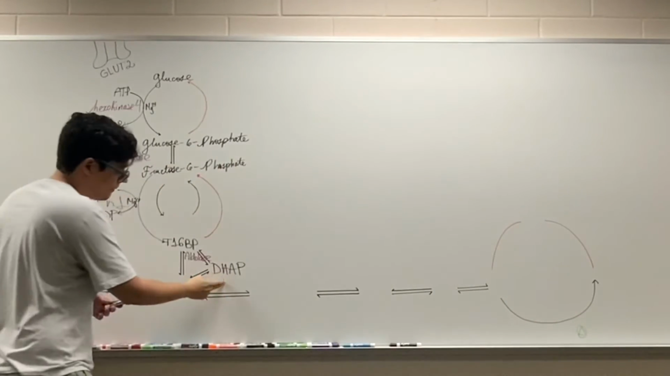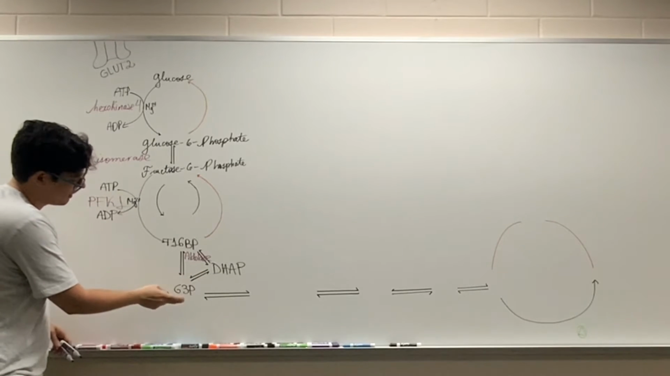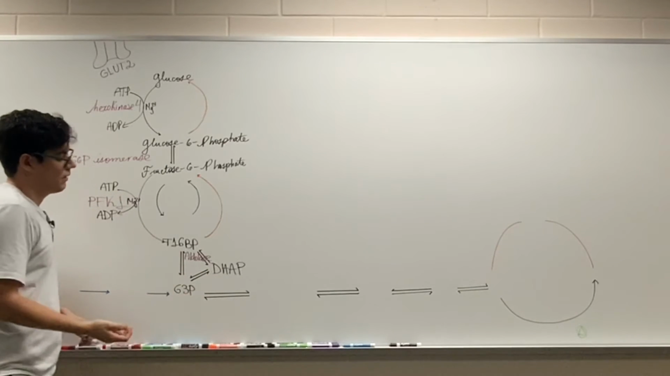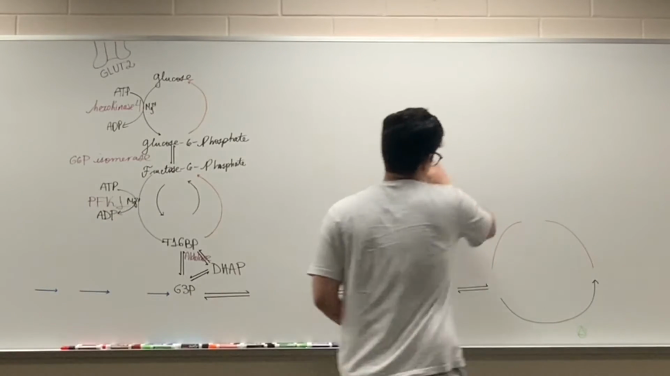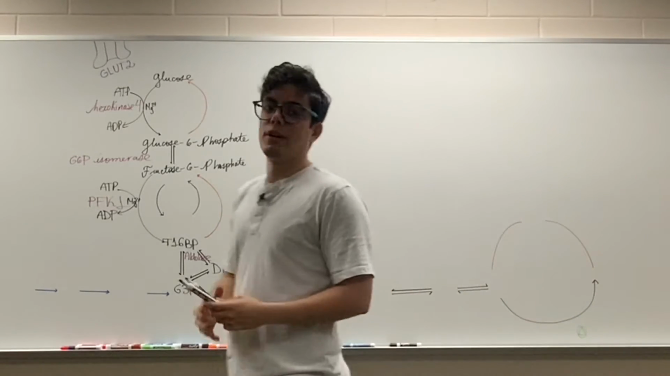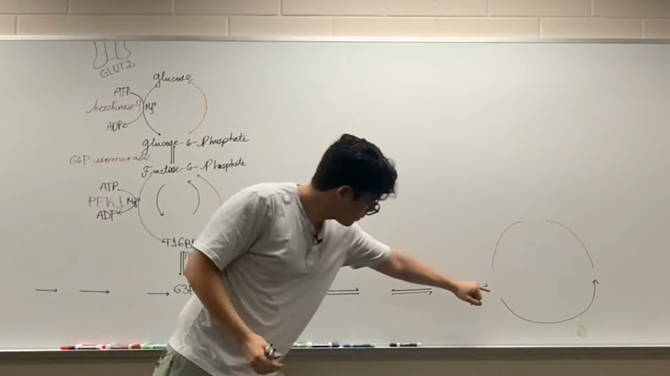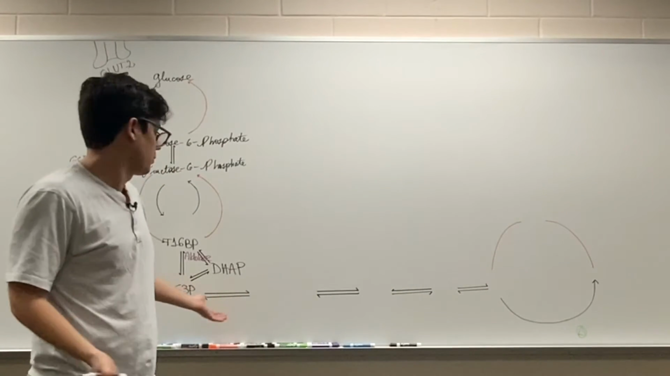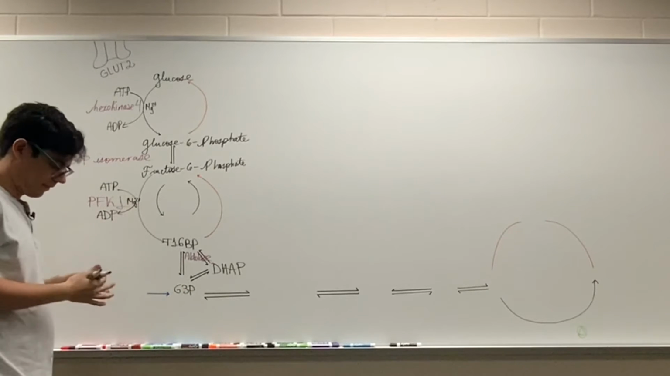And here, DHAP also can be converted into glyceraldehyde 3-phosphate. Well, we could do the transformation here and go all the way and do two of these phases, but we are not going to do that. We are just going to take that this phase counts as 2 per glucose.